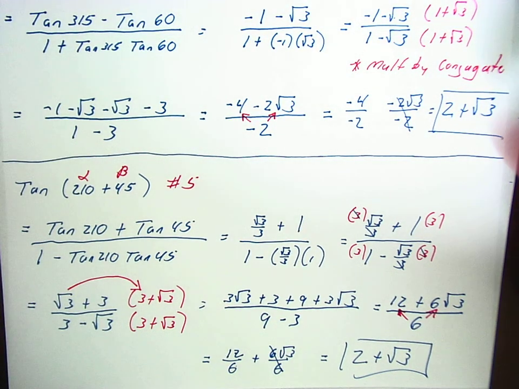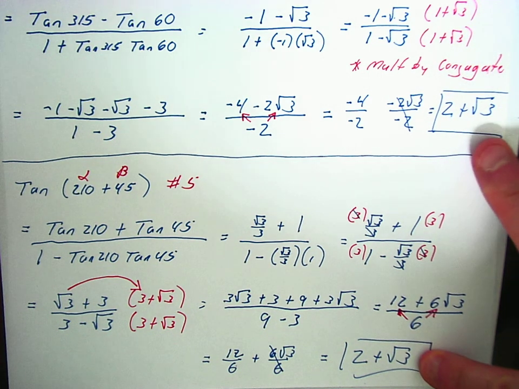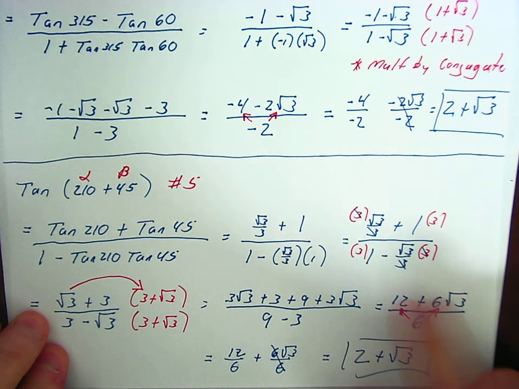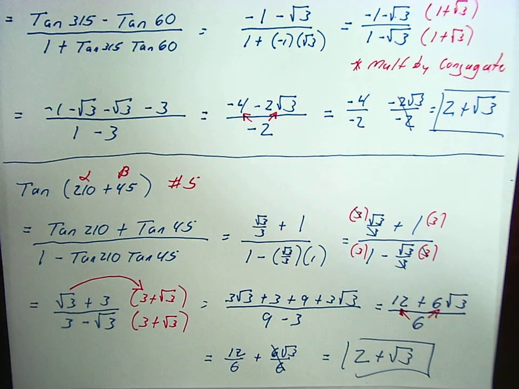Now, remember, this is the answer. Same problem done two different ways. For every single tangent problem, you cannot avoid multiplying by the conjugate. That is a step that happens. It doesn't matter what two angles you choose. You're going to have to multiply by the conjugate in order to get to this step right here where you have two terms over one, and then that will simplify to the 2 and the square root of 3 final answer.